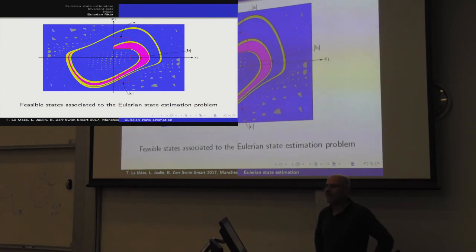You said something about the dimension of the detector. Here the dimension is two. Yes, you said that you'd like to extend to higher dimension. Are there some difficulties, except the computation time, or not?